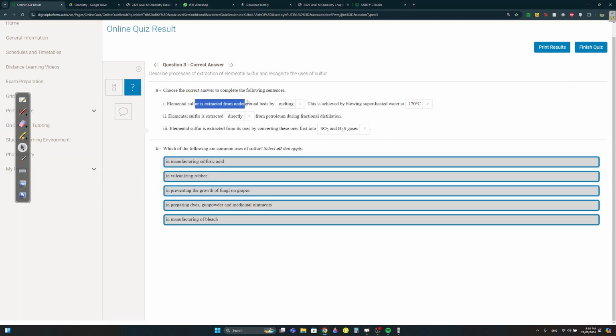Okay, elemental sulfur is extracted from underground beds by melting. This is achieved by blowing superheated water at 170 degrees Celsius. Elemental sulfur is extracted directly from petroleum using fractional distillation. Again, memorize. Elemental sulfur is extracted from ores by converting these ores first into SO2 and H2S.